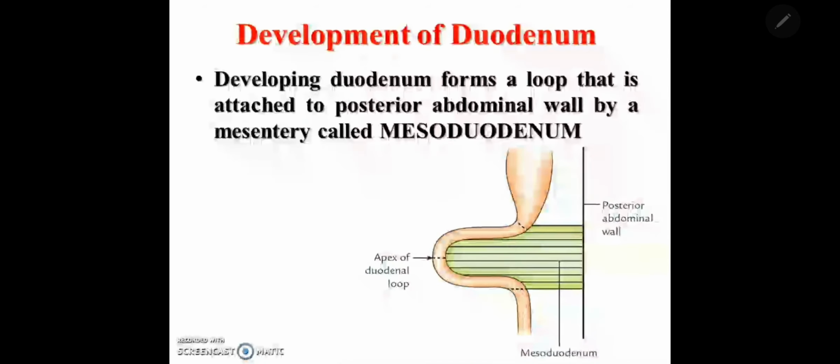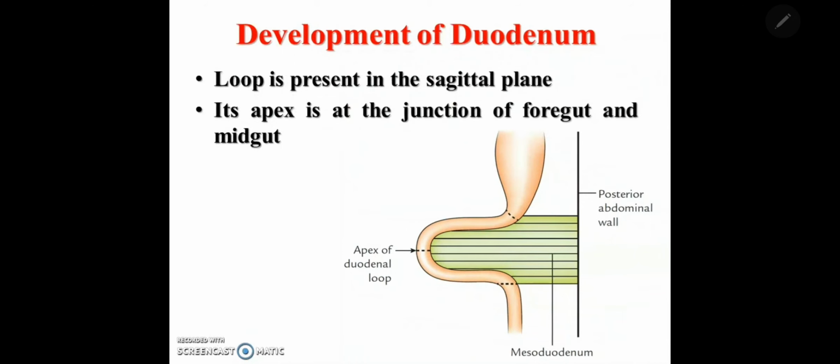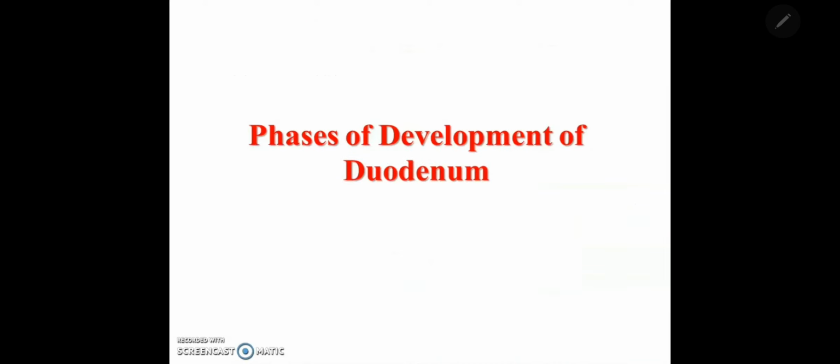It lies in the median plane, and the loop, as I already told you, is in the sagittal plane, and the apex is the junction between the foregut and midgut, where there is the opening of the common bile duct. And these are the phases in the development of the duodenum. So you have seen the primitive duodenal loop with the mesoduodenum.